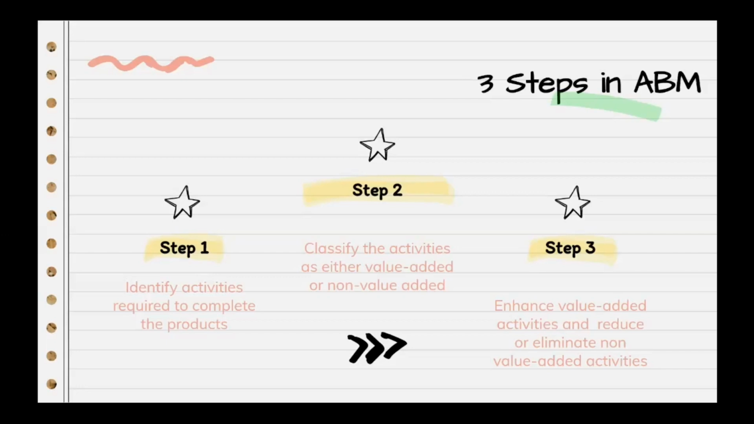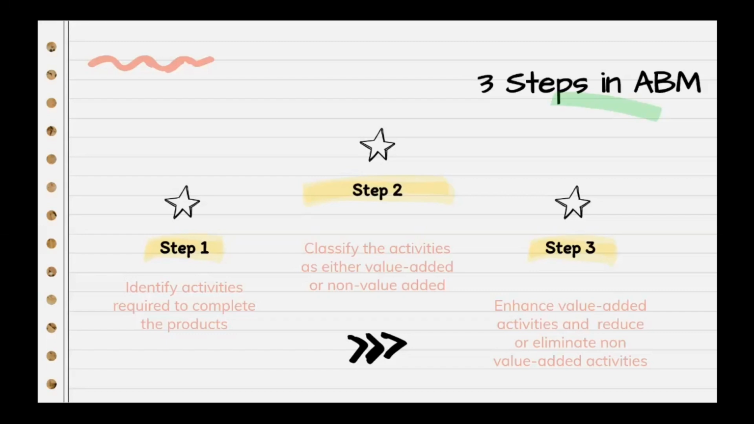And the next step to implement ABM is by classifying the activities as either value-added or non-value-added. Once the activities are specified and the cost of each activity is calculated, the company needs to identify whether the activities performed will add value to the product or service and whether it can satisfy the consumer.